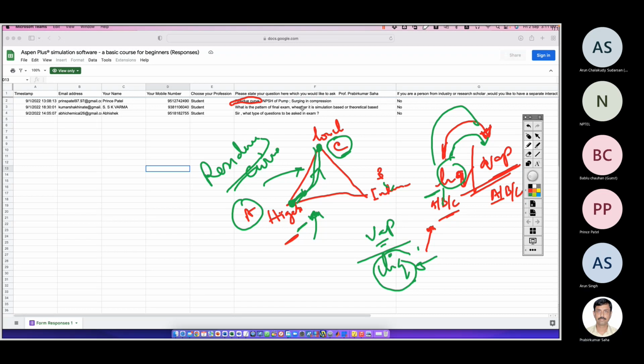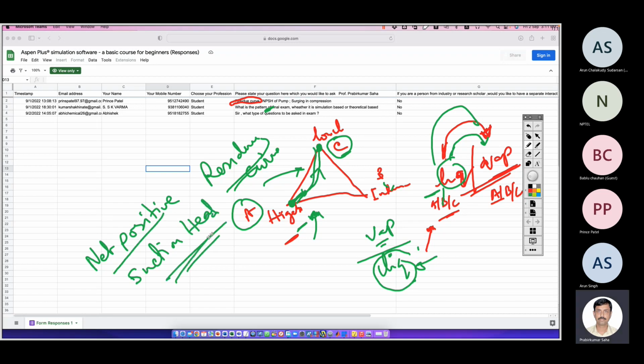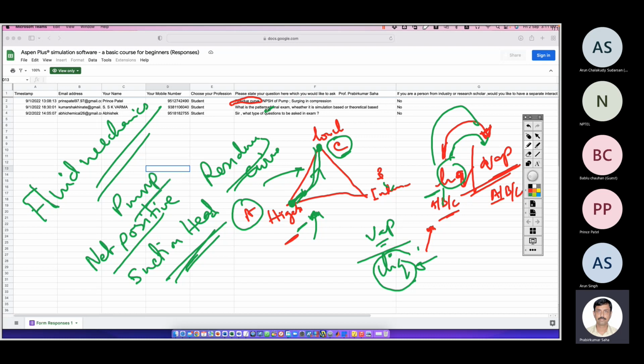And NPSH is net positive suction head. Okay. And this is so common that you shouldn't ask this question over here. So if you do not know, you refer to any fluid mechanics book where you can learn about pumps, and one of the basic concepts of pumps is net positive suction.